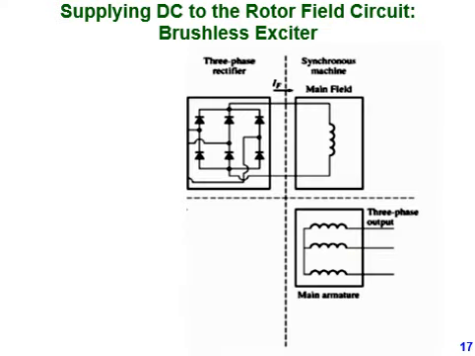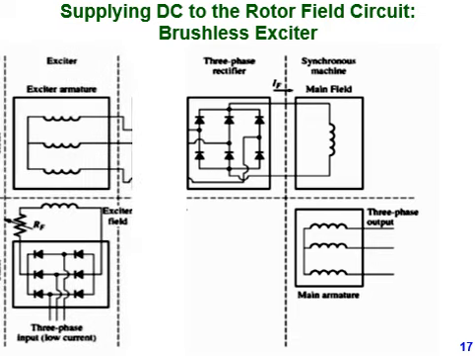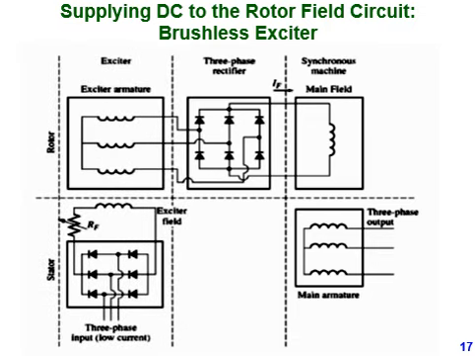We will see this in this diagram. In this diagram you can see there is an exciter which has been connected to the rotor field circuit, and this brushless exciter will have a three-phase rectifier which will rectify the current, and then it will reach the synchronous machine part, which is the main field on the rotor part of the circuit.